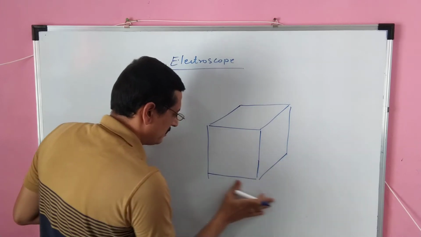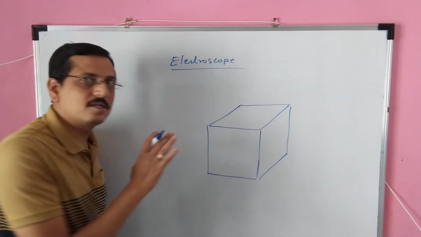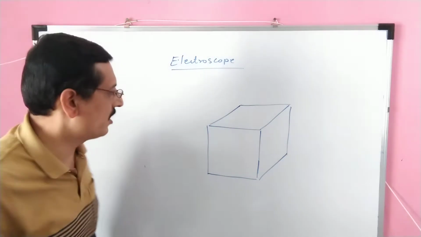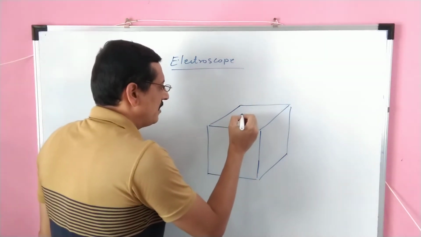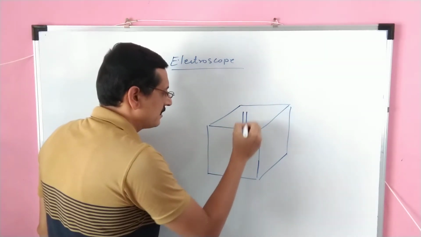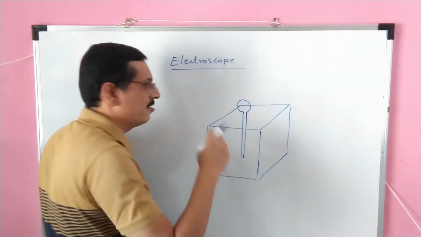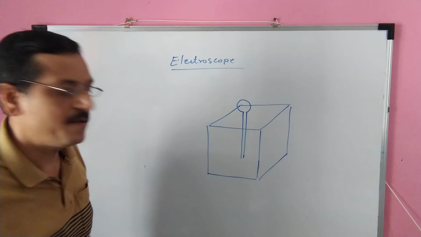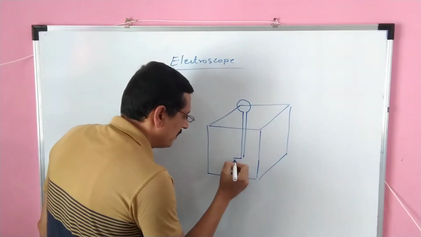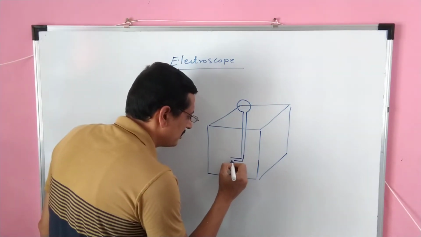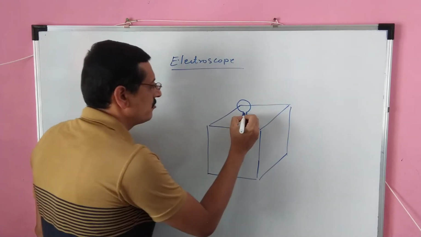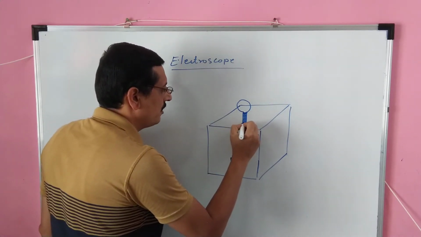Okay, so like this, a box is used. It is totally glass on all its faces. There is a metal rod inserted in it, and on this side a metal bob is attached to it. On the inside it is bent like this. So this is your metal rod which is passed.